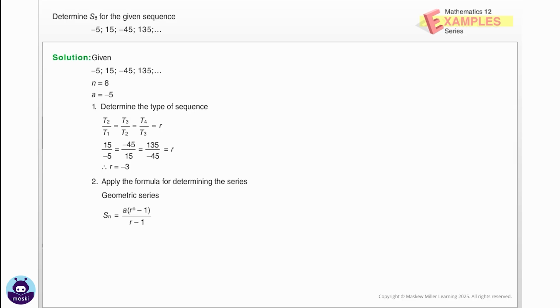Substituting the values of a, r, and n, we can calculate S8 using the formula for geometric series. S8 equals 8,200. Thus, the sum of the first 8 terms of the sequence is 8,200.